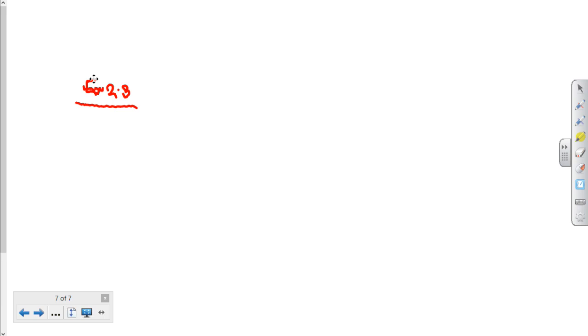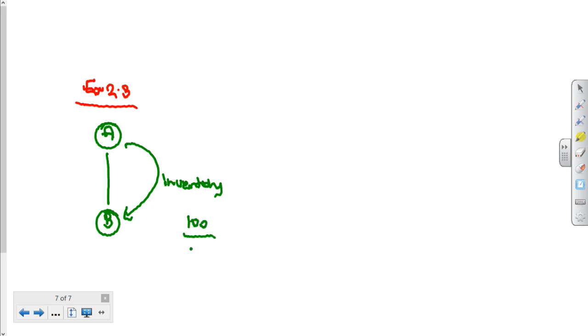Example 2.3. B is a subsidiary of A. During 2008 and 2009, A sold inventory to B at a profit of 25% on cost. Cost 100, profit 25, selling price 125. Agree?